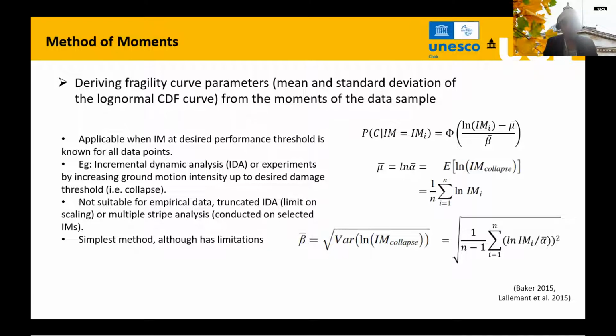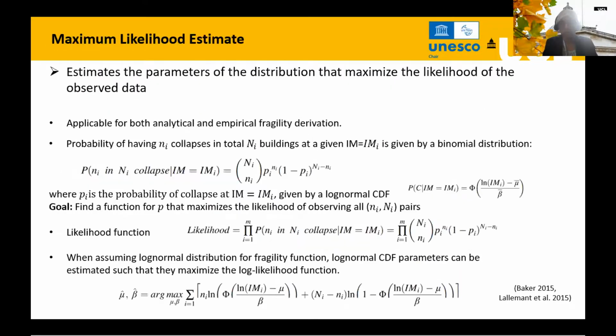And still, this is a very simple method. What you do basically is get the sample mean and the sample variation. So that would be defining the parameters of your fragility function. It also has limitations. This would only capture the midpoint or the central point, but it's not very accurate throughout the distribution. The next method is maximum likelihood.